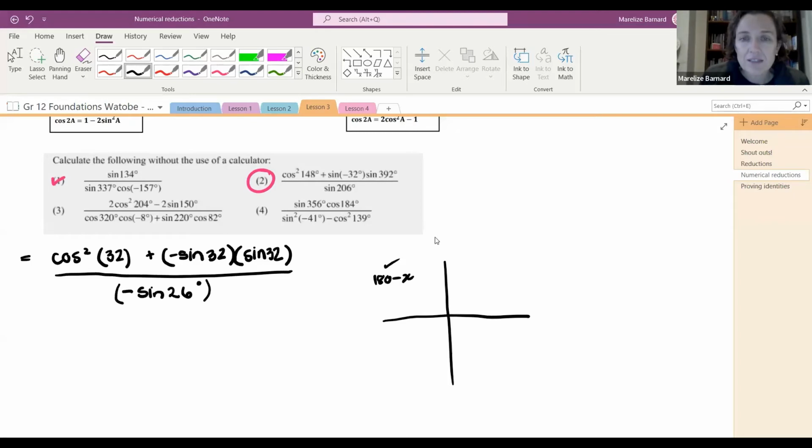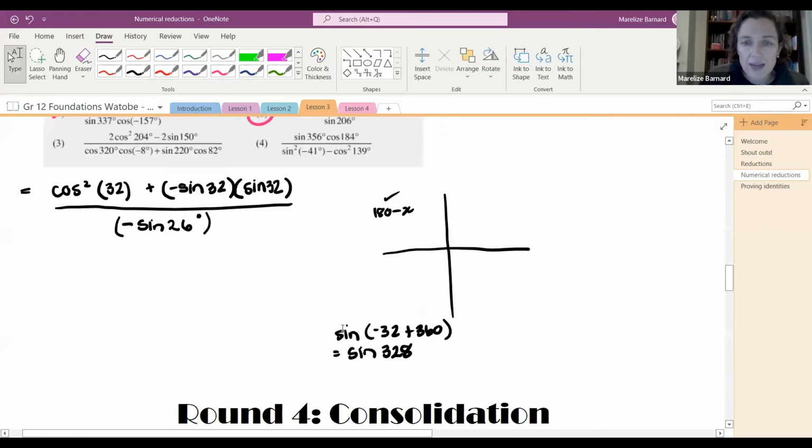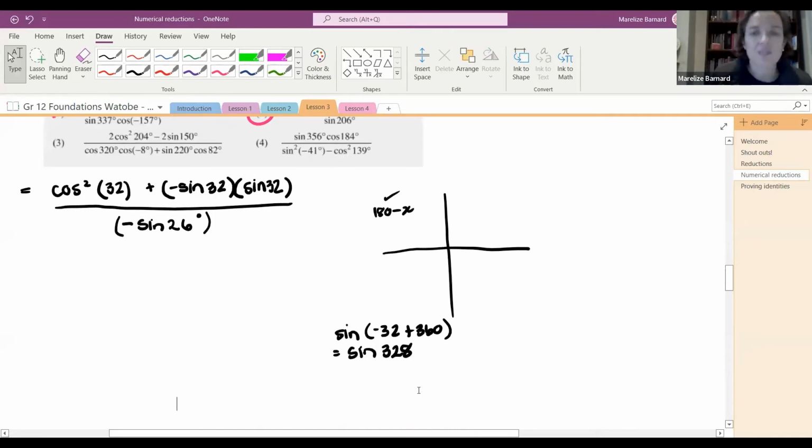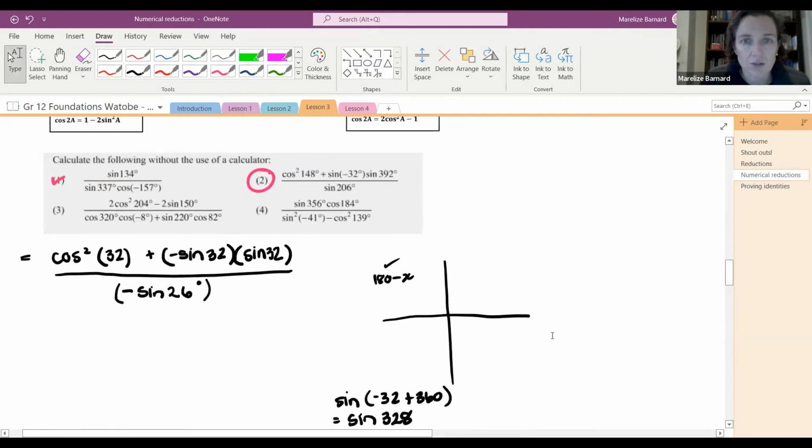Then sine of negative 32, you can add 360. Let's do a bit of thinking over here. Negative 32 plus 360 gives me 328. So what must I subtract from 360 to get 328? And that is 32. So it actually reduces to sine 32. And because it is in the fourth quadrant, it is negative. So that's where my negative sine 32 comes from.